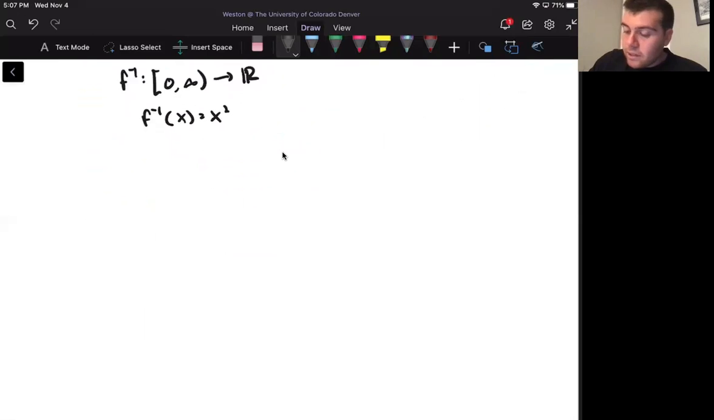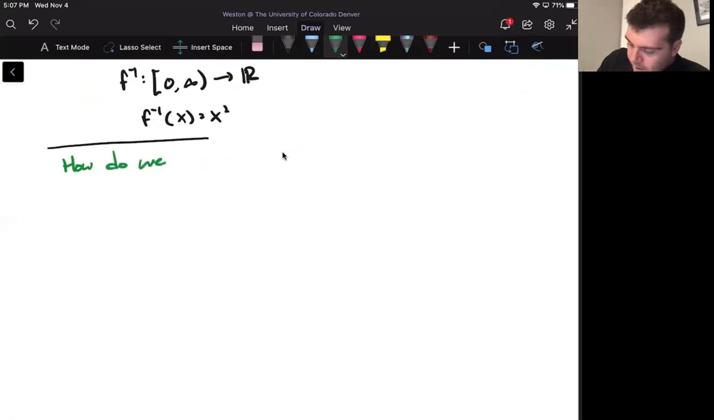And now let's discuss an algorithm to actually, not an algorithm, but a way to actually find the inverse function. So, how do we find such inverse functions?